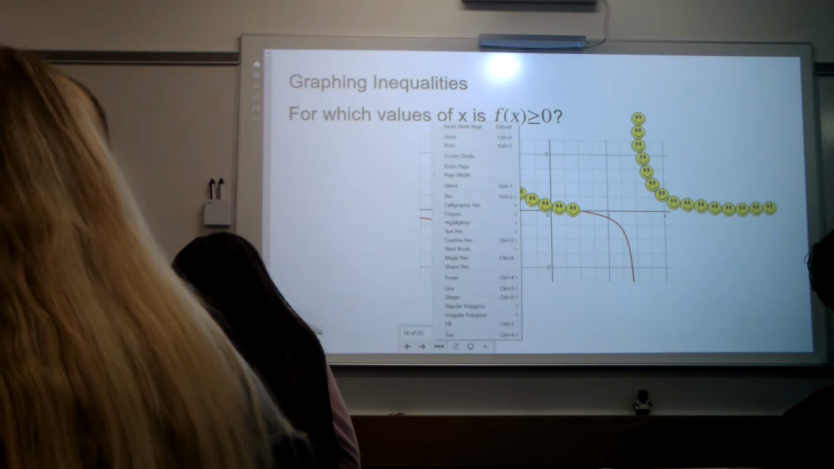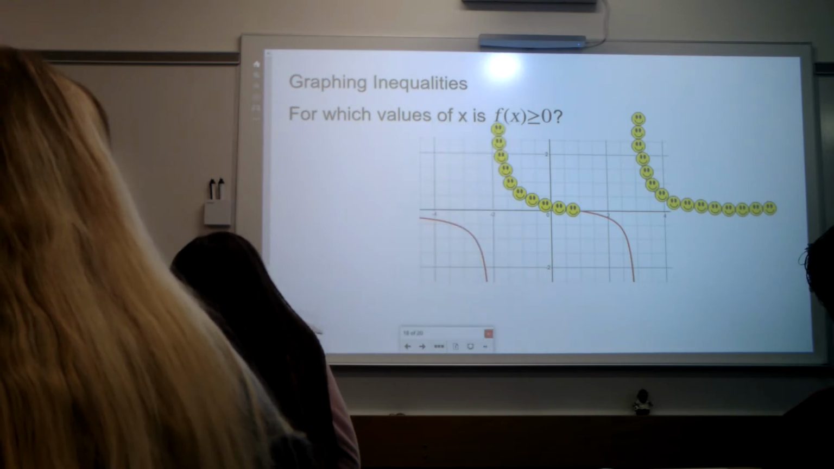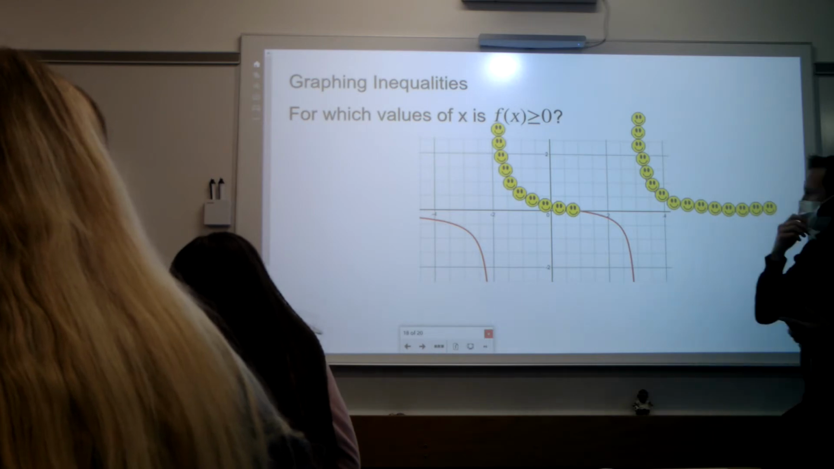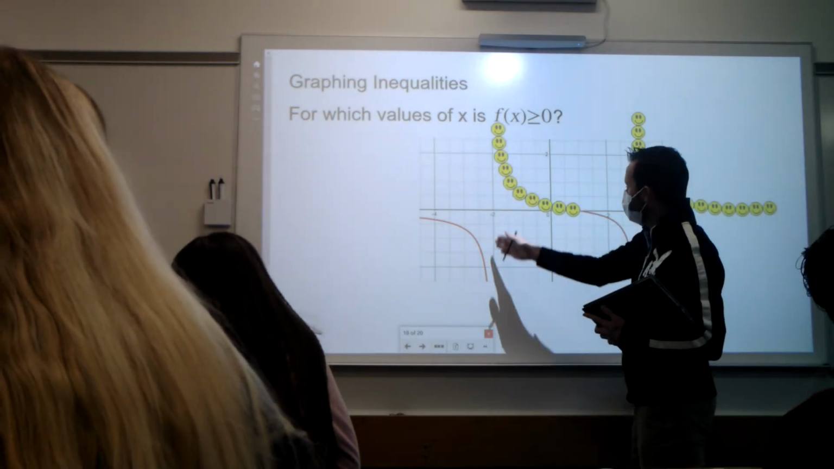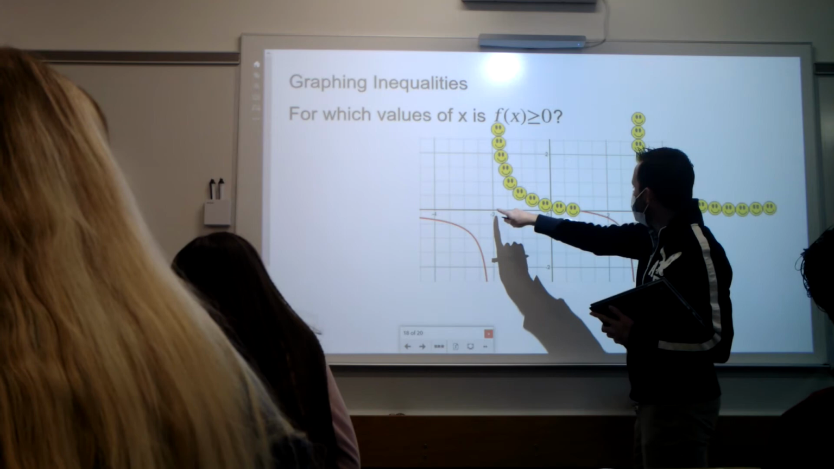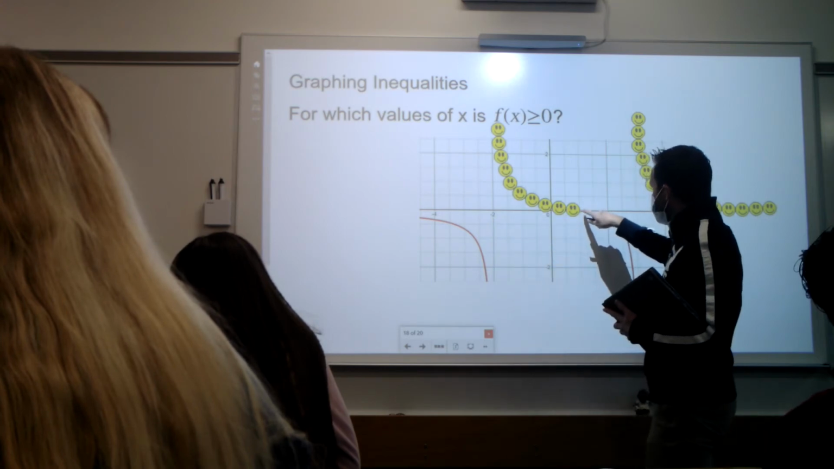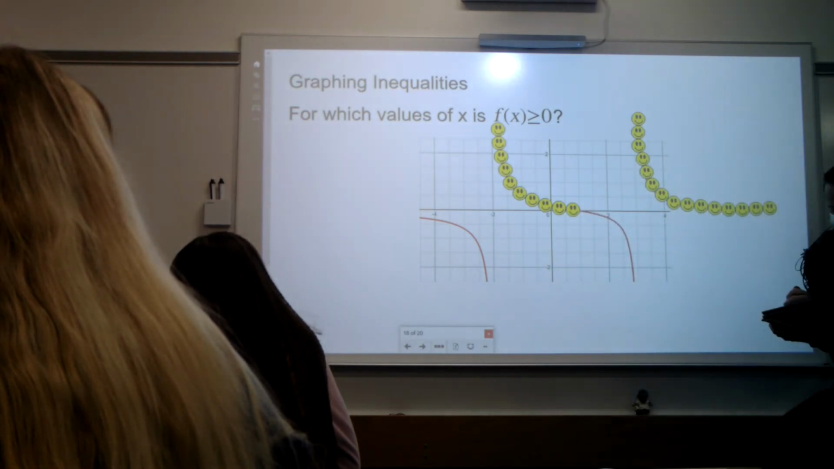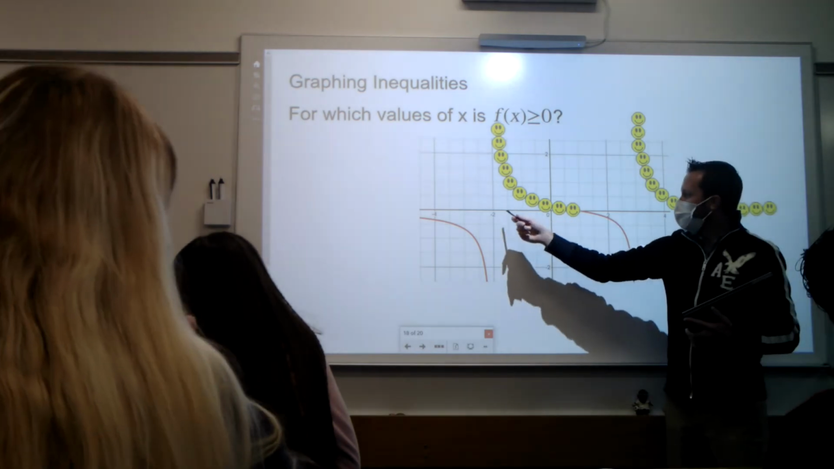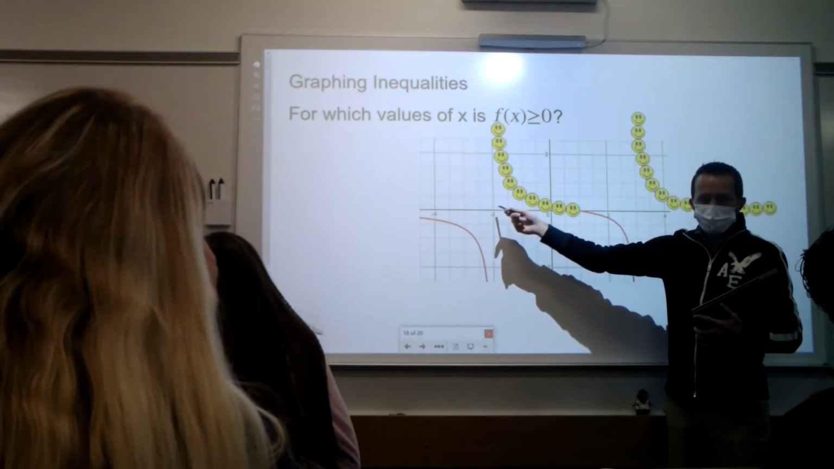Okay, so now, how do I answer that? Well, where was this greater than or equal to 0? It looks like there was a vertical asymptote here at negative 2. So from negative 2 to 1, it was greater than 0, right? Now, I don't include this point because it's a vertical asymptote.